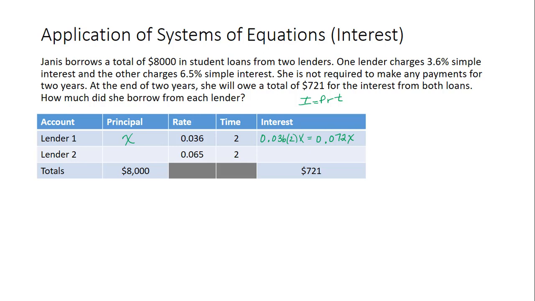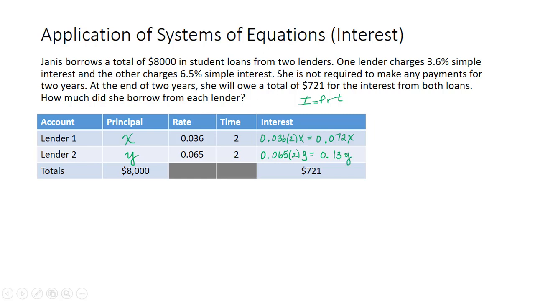In the next row is lender 2's information. We don't know the amount that was borrowed from lender 2, so we're going to use the variable y to represent that amount. Again, the rate was 0.065 and the time was 2 years. If we multiply those 3 quantities together, that is 0.065 times 2 times y, we get 0.13y.